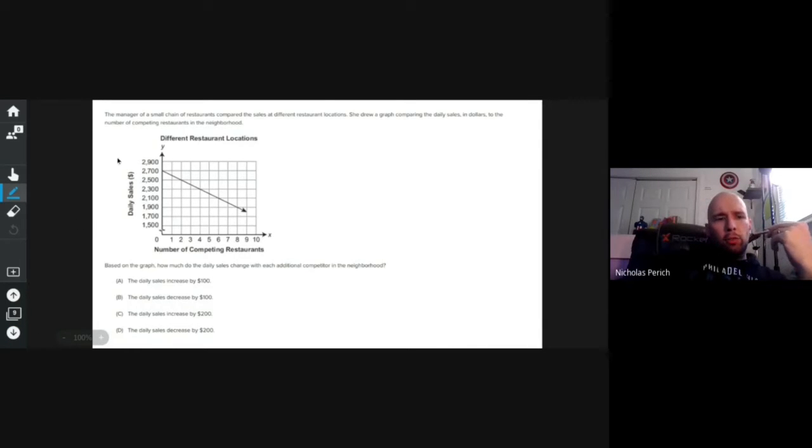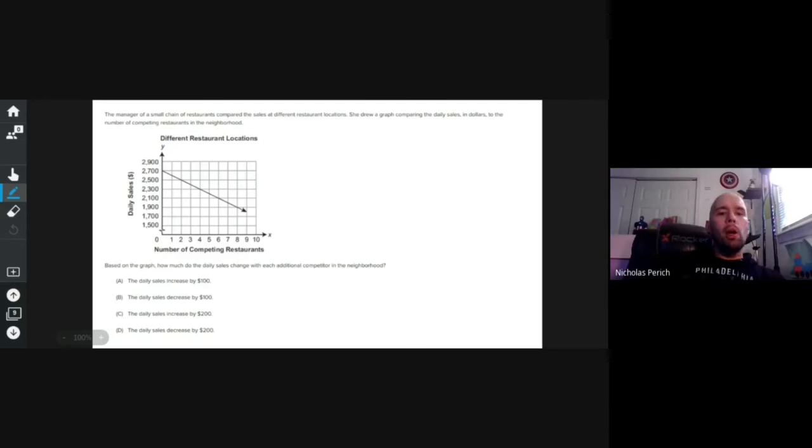The manager of a small chain of restaurants compared the sales at different restaurant locations. She drew a graph comparing the daily sales in dollars to the number of competing restaurants in the neighborhood. Based on your graph, how much do the daily sales change with each additional competitor in the neighborhood?